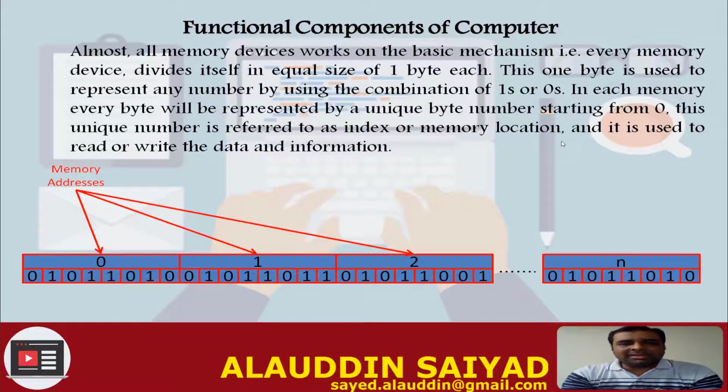In each memory, every byte will be represented by a unique byte number starting from 0. This unique number is referred to as an index or a memory location, and it is used to read or write the data and information. Consider an example. Here you can see the n number of memory addresses. Each memory address is of exactly 1 byte each, and every byte is numbered starting from 0. So the memory locations are numbered starting from 0, up to whatever last number comes up depending on the size of the memory. And each byte consists of the 8 bits which store the information in the form of 1 and 0.